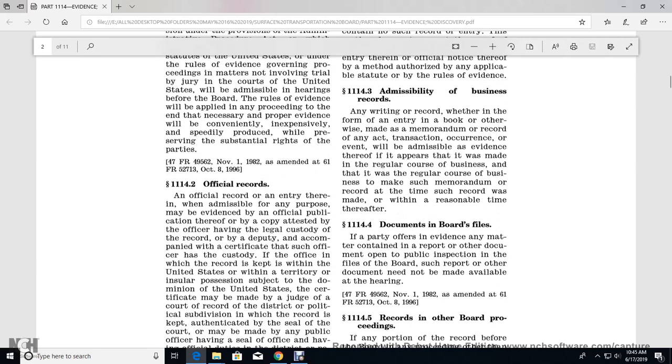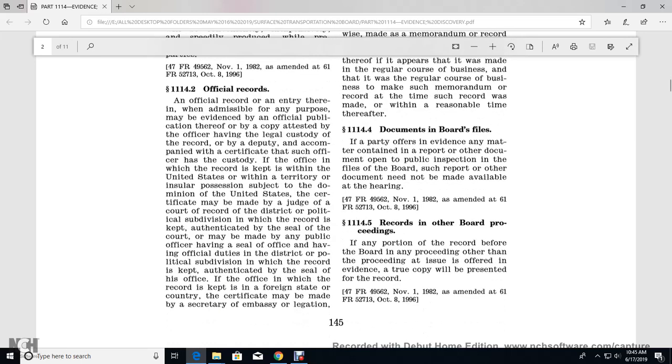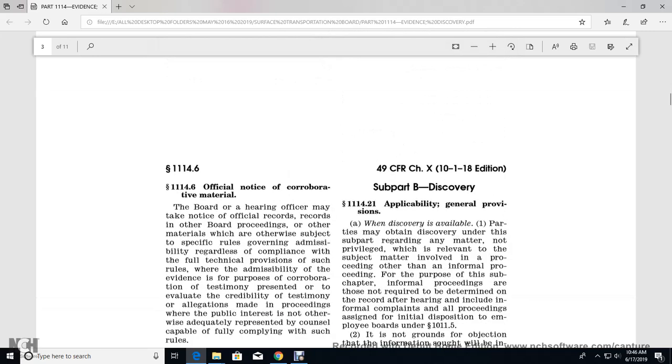1114.4 Documents in board files. A document filed by a party or officer as evidence of the material contained in a report or other document open to public inspection in the files of the board need not be made available at the hearing. 1114.5 Records in other board proceedings. Any portion of the record before the board in a proceeding other than the proceeding at issue is admissible as evidence if a true copy is presented for the record.